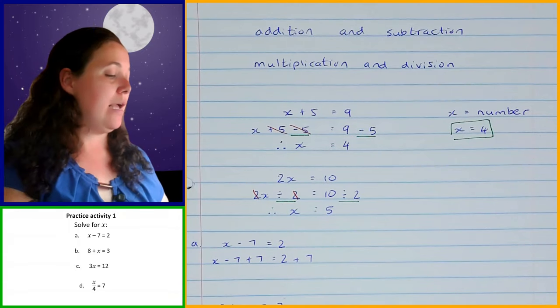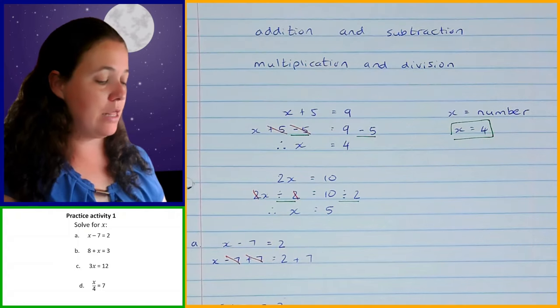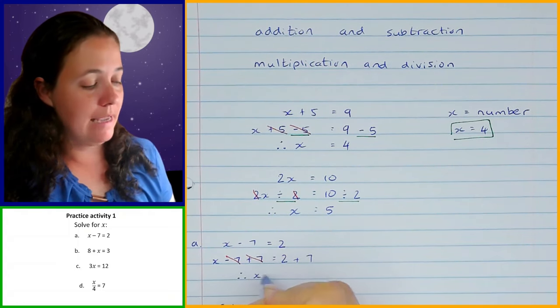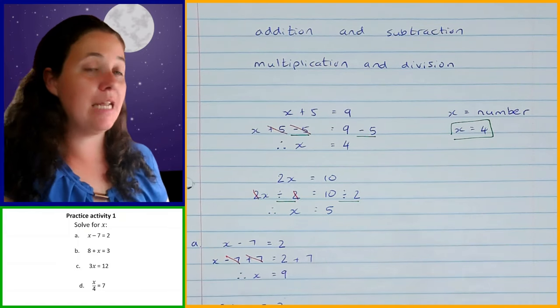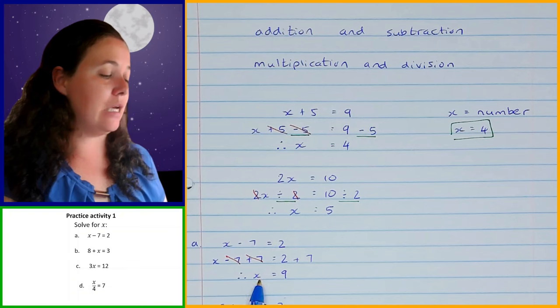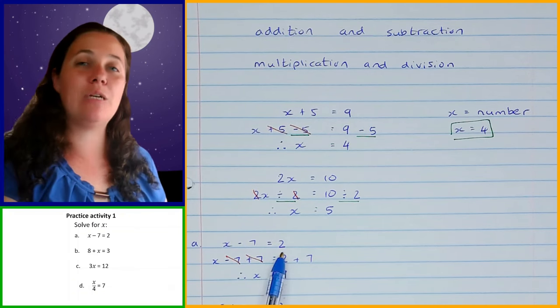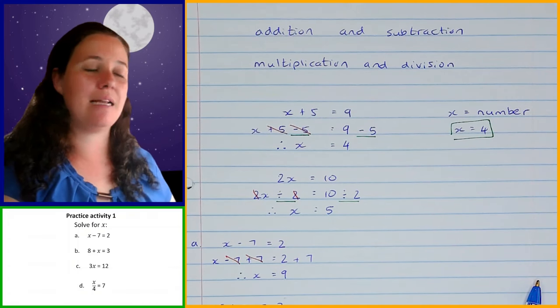Now I can go and I can cancel these out. So I've got minus 7 plus 7. They cancel. That gives me x. So therefore, x is equal to 2 plus 7, which is 9. Now let's check it. If x is 9, then I have 9 minus 7, which gives me 2, which is equal to the 2 over there. So now I know that I've got that right. Okay, so let's have a look at the next one.